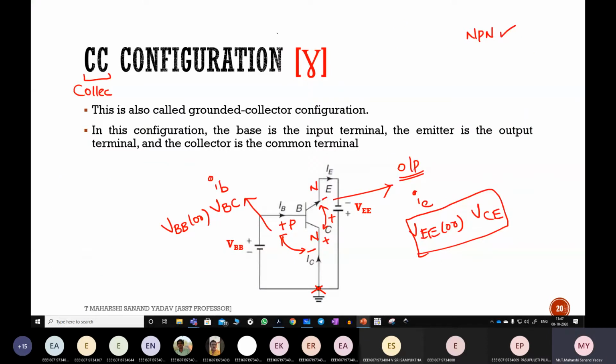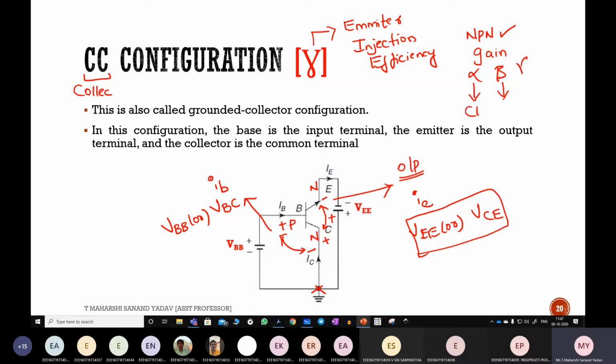And another name for gamma is emitter injection efficiency. Once again, we shall see all these terms in detail. But till now, just remember that alpha, beta, and gamma are nothing but gain, which is nothing but amplification factor.